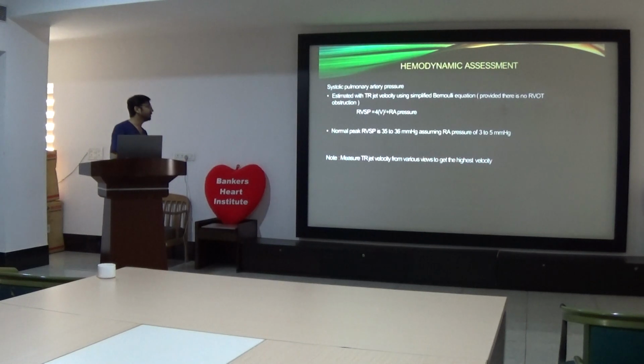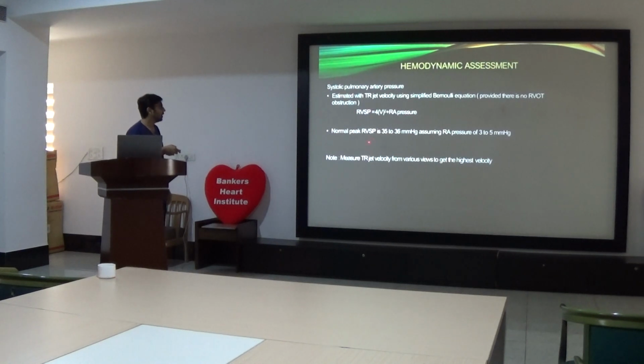What are the hemodynamic assessments? Systolic pulmonary artery pressure, estimated from the tricuspid regurgitation jet velocity using the simplified Bernoulli equation, provided there is no RVOT obstruction. We have to check that there is no pulmonary stenosis or no pulmonary level obstruction or no RVOT site obstruction. So simply the jet of TR, we have to calculate as per the formula 4V squared. So right ventricular systolic pressure is 4 times the velocity at the TR jet level squared, plus the pressure in the right atrium as per the IVC.